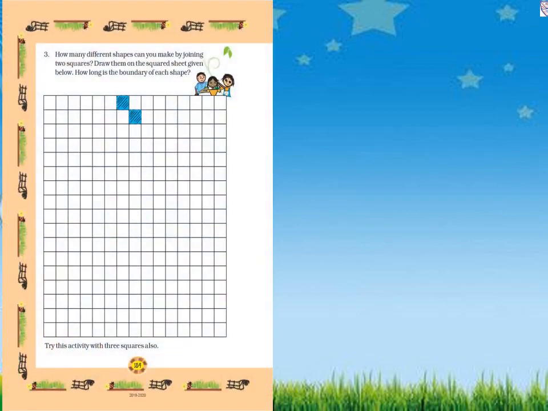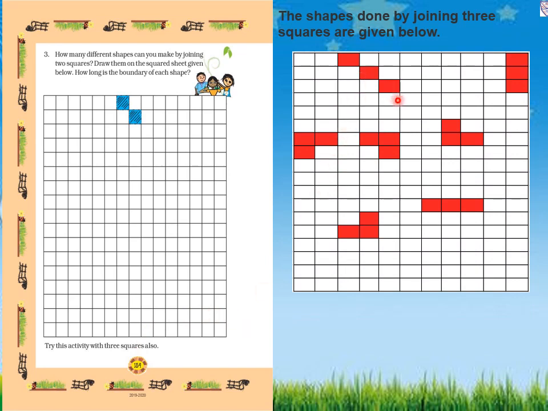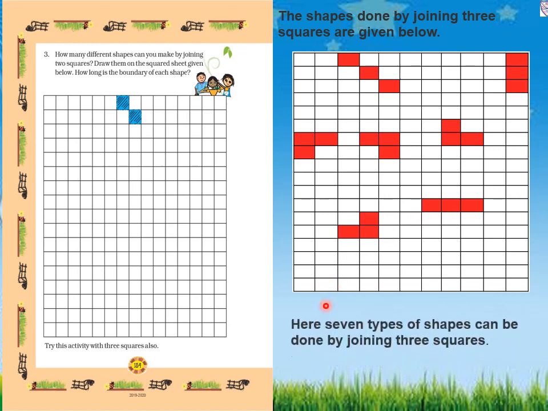Same page. Now we have to try this activity with three squares also. So now we have to make shapes with three squares. Like this we can draw the first one, then the second, third, fourth, fifth, sixth and seventh. So seven types of shapes can be made by joining three squares.